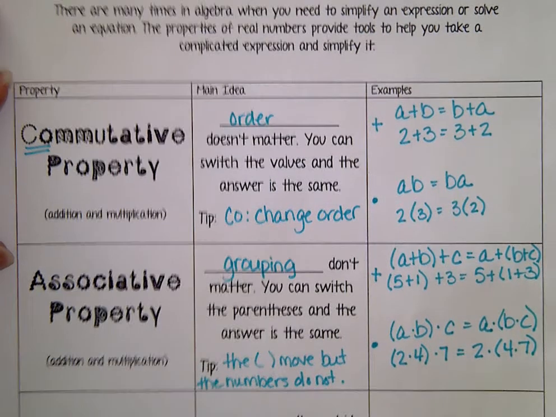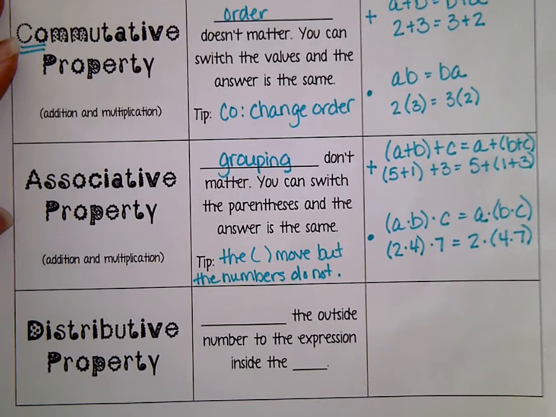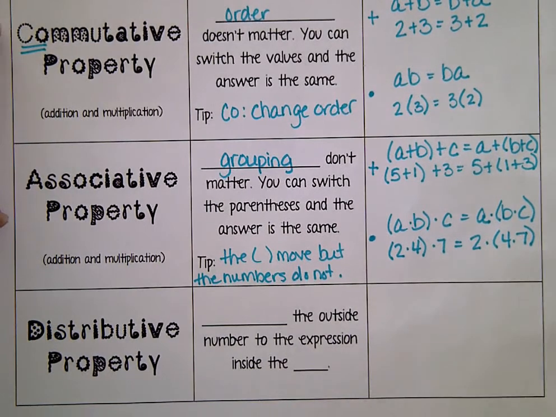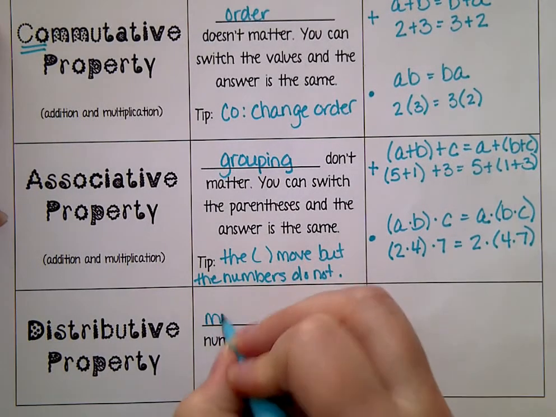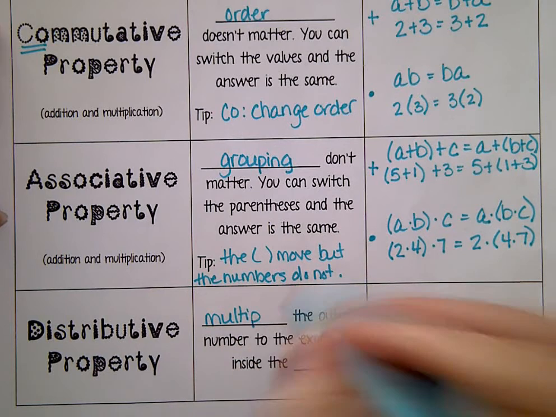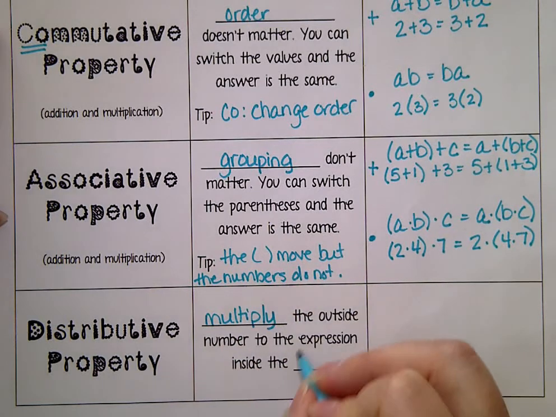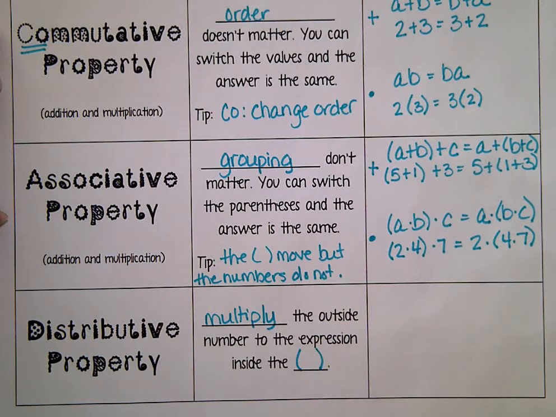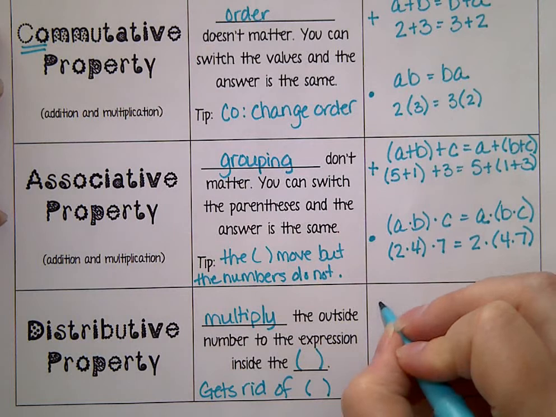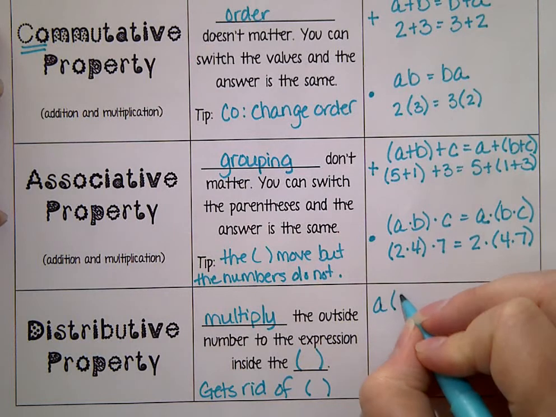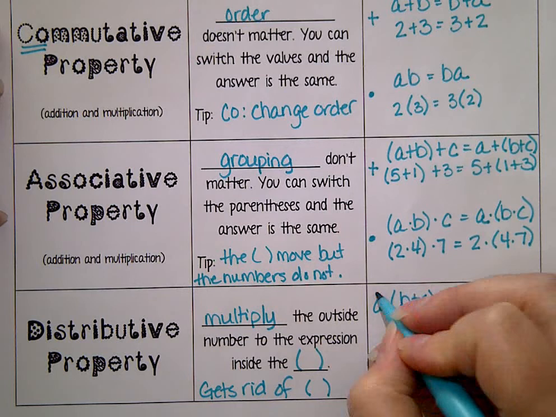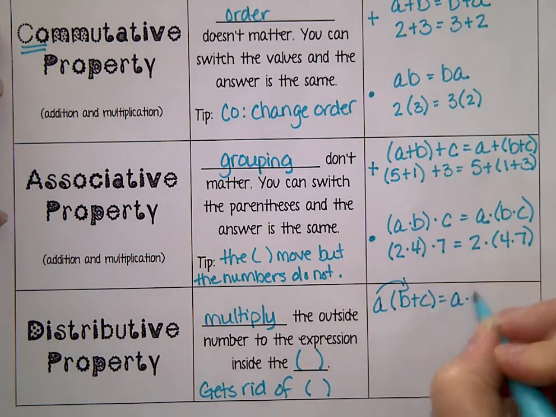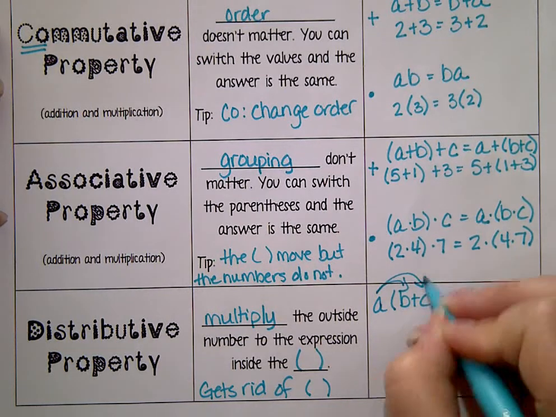The last property is the distributive property. And in this one, we multiply the outside number to the expression inside the parentheses. Okay, this one gets rid of parentheses. And it looks like this. A times the quantity of B plus C is equal to A times B plus A times C.